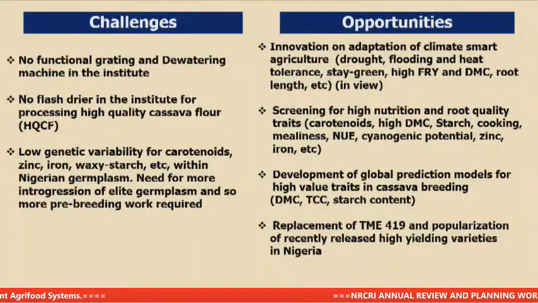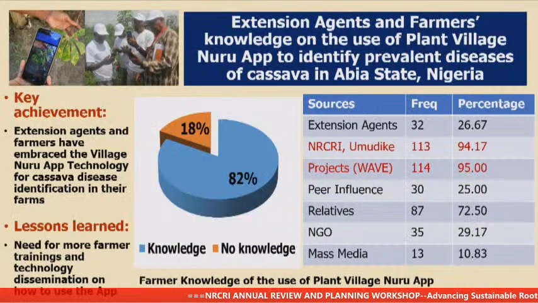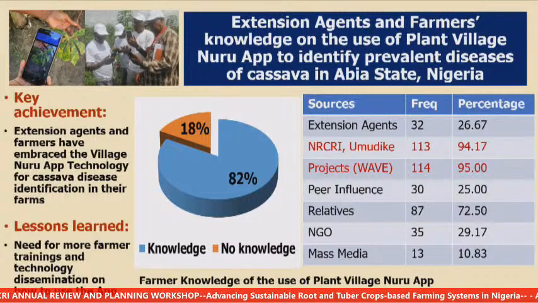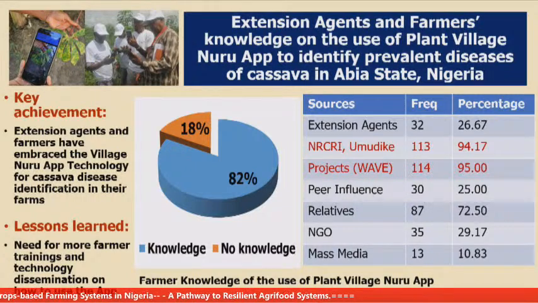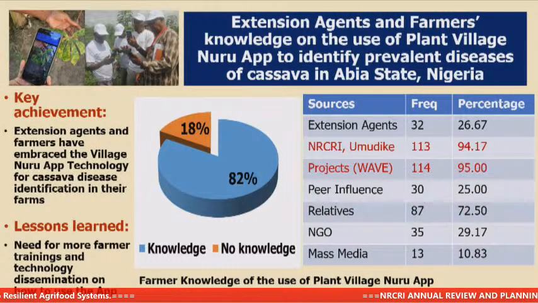So what happened here is that our extension workers here under WAVE project went to train the farmers on how to use this app. So they didn't just end there. They had to go back again to know whether they are actually making use of it. So from this result, about 82% of the farmers and extension agents are actually making use of this Nrcri app.